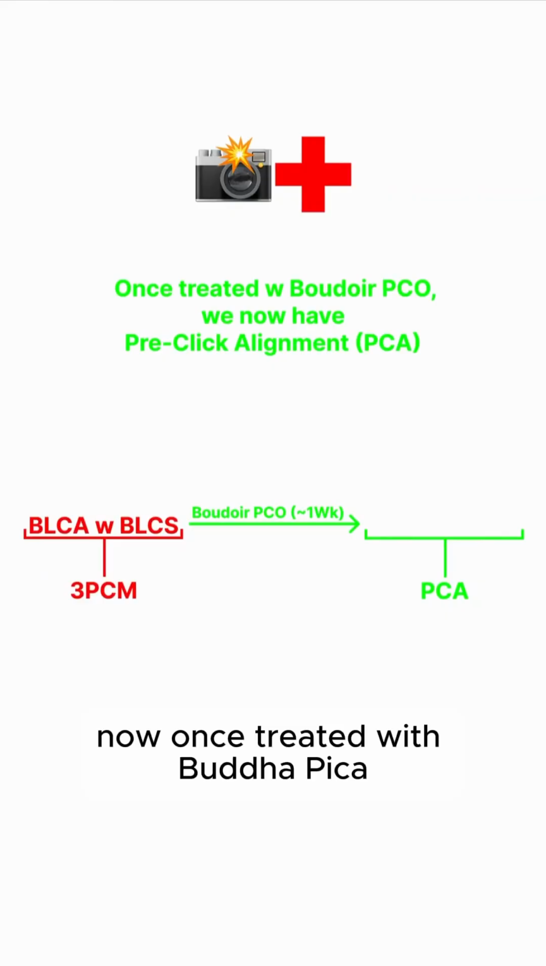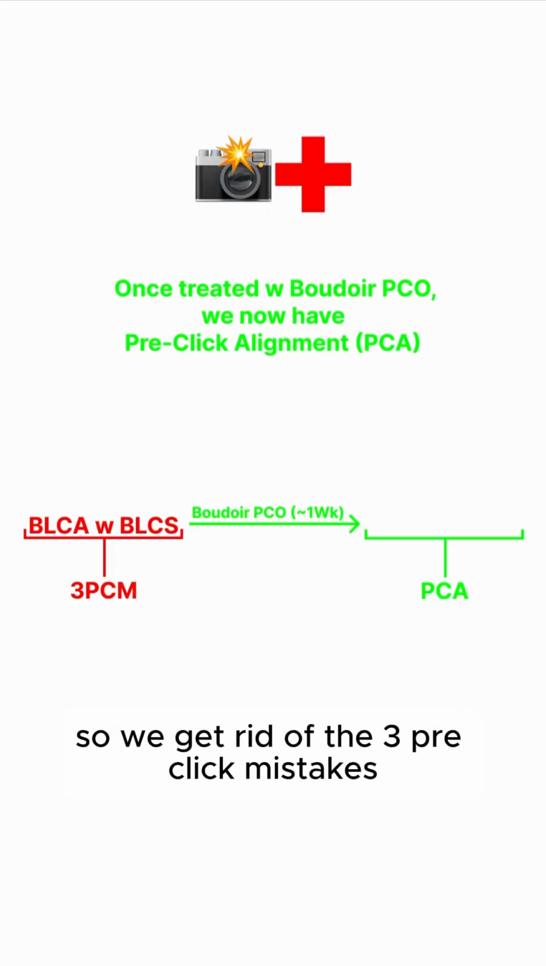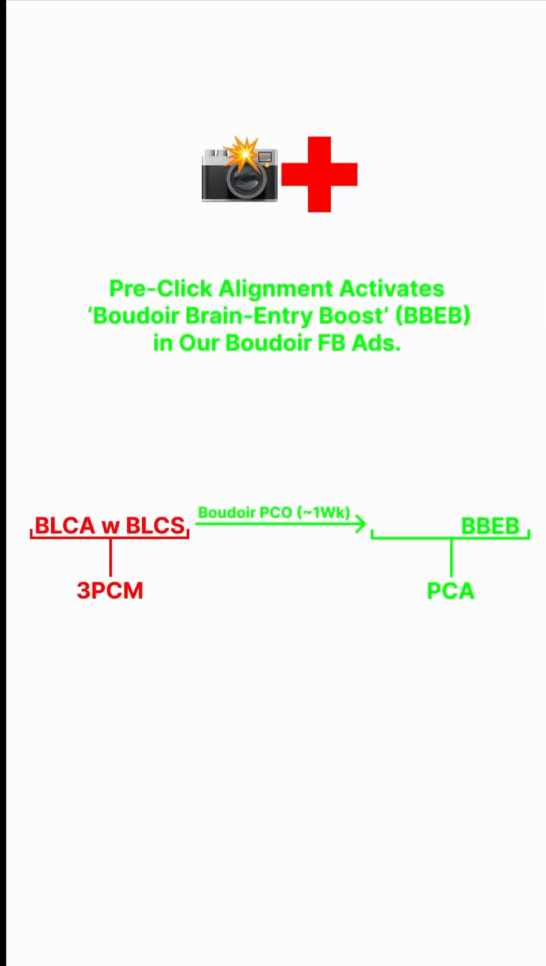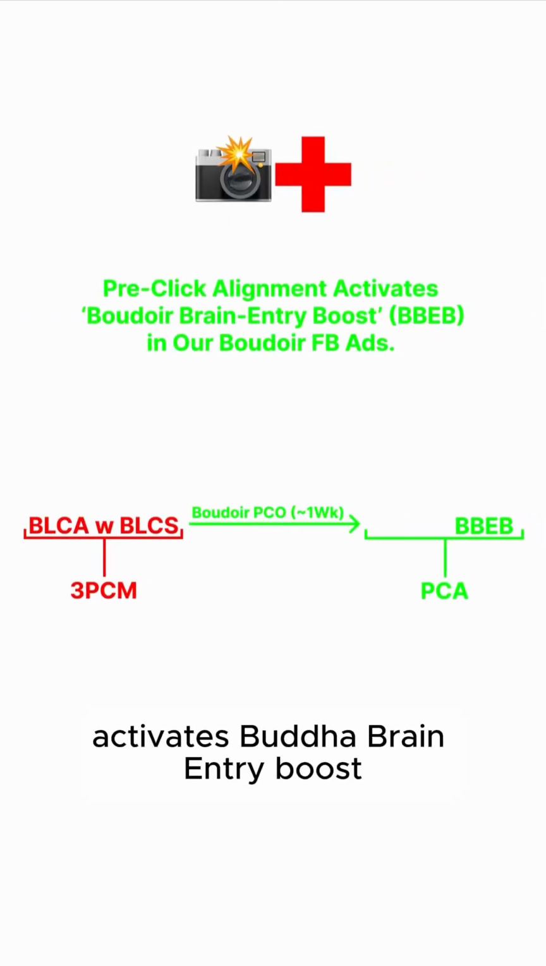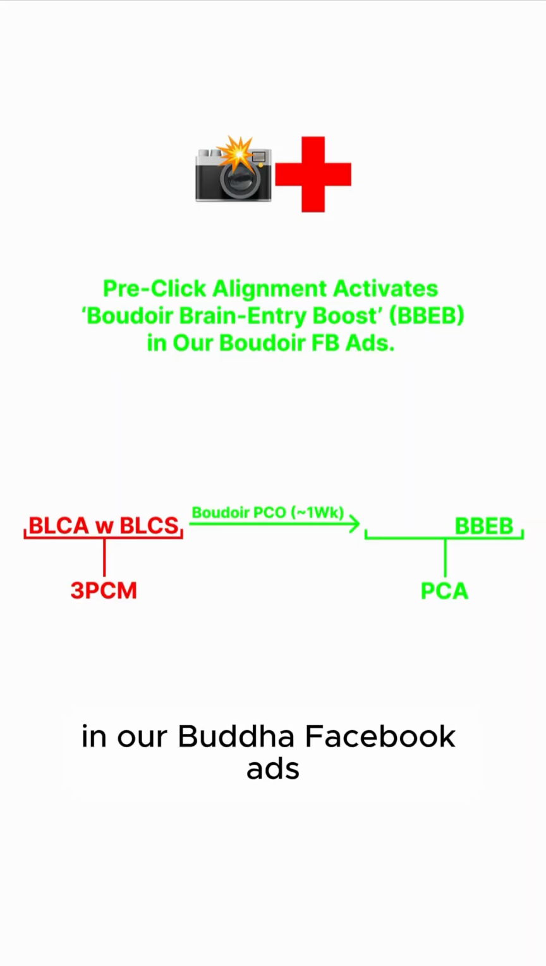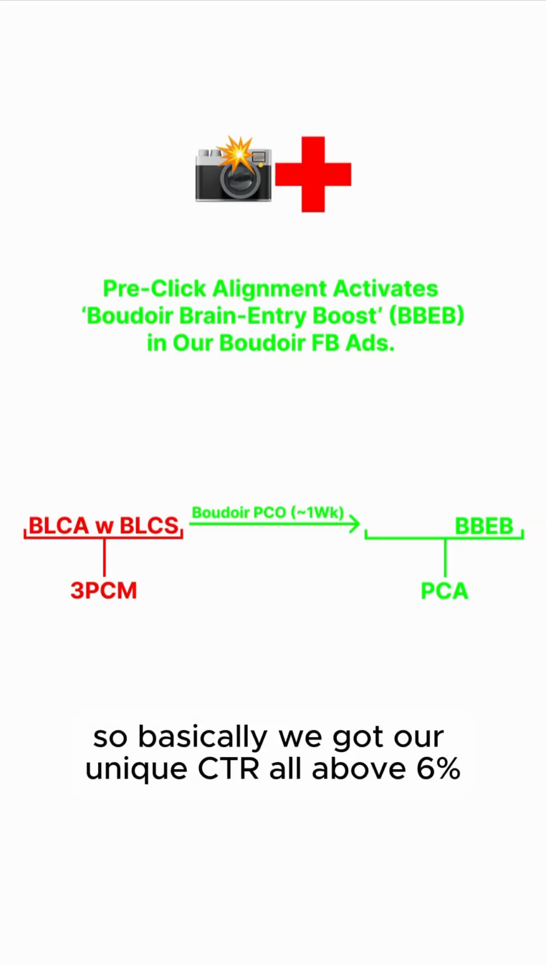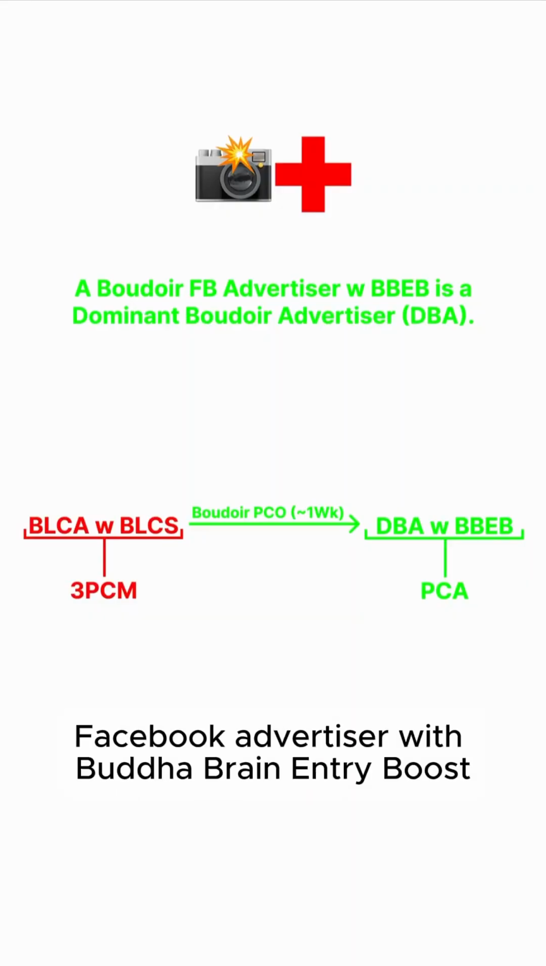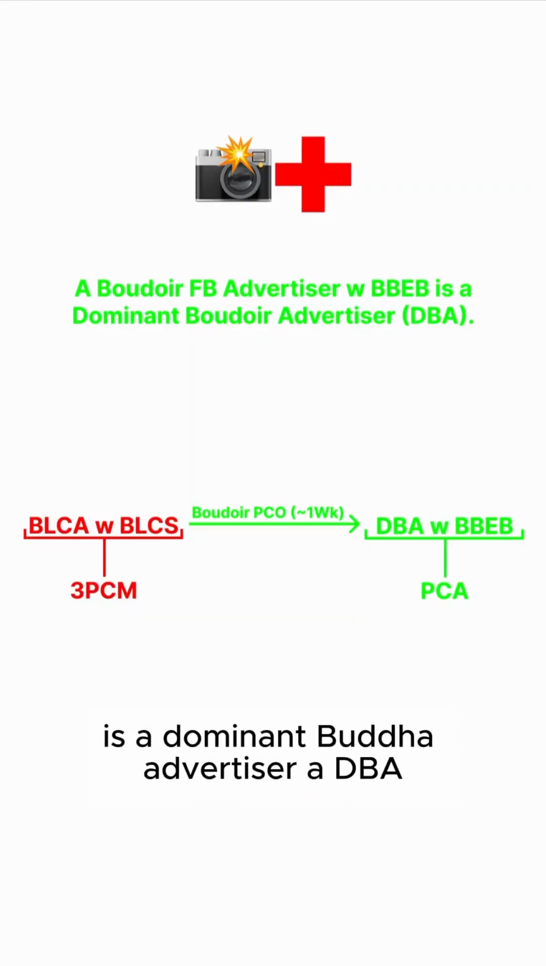Now, once treated with Boudoir Pico, we now have pre-click alignment, PCA. So we get rid of the three pre-click mistakes. We achieve pre-click alignment. And pre-click alignment activates Boudoir brain entry boost in our Boudoir Facebook ads. So basically, we got our unique CTR all above 6%. And a Boudoir Facebook advertiser with Boudoir brain entry boost is a dominant Boudoir advertiser, a DBA.